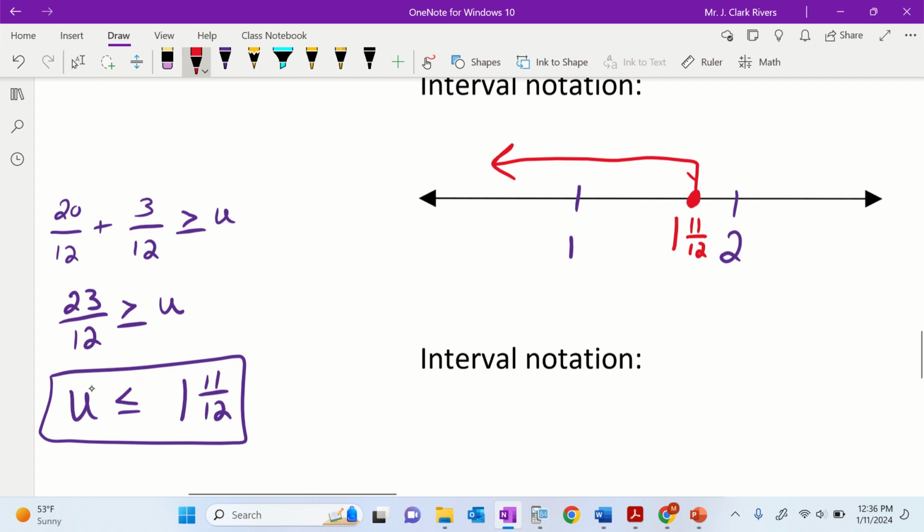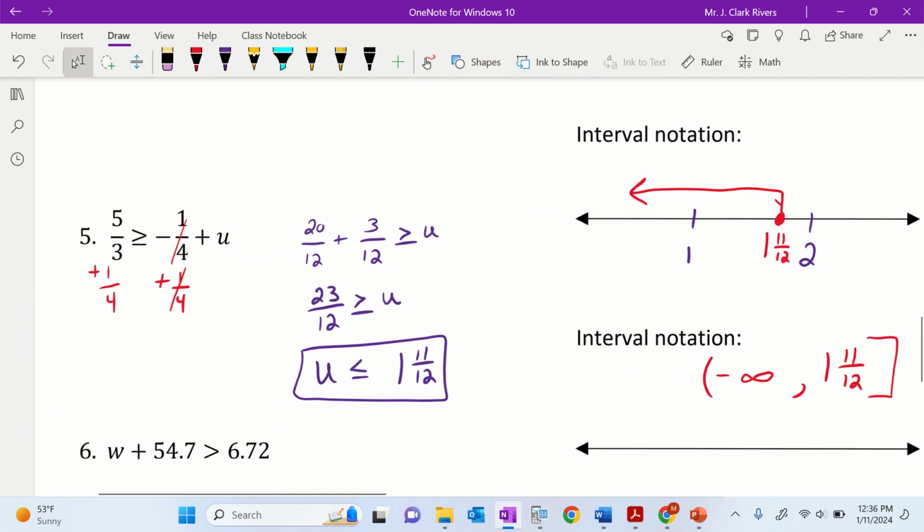So now the interval notation, we're going to start with a comma here in the middle. If we go to the left forever, negative infinity is the lowest point. Infinity always gets a parenthesis. The highest point is 1 and 11 twelfths. And that's a closed circle, so it gets a bracket. So there you go. U is less than or equal to 1 and 11 twelfths. There's your graph. There's your interval notation.